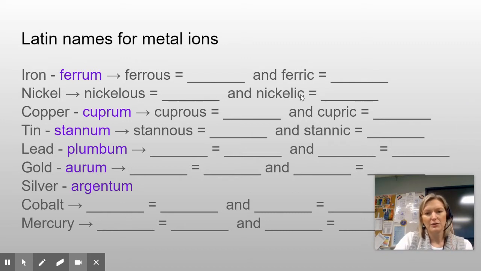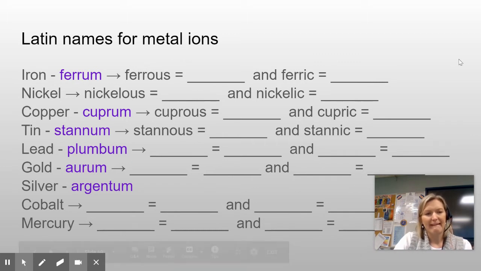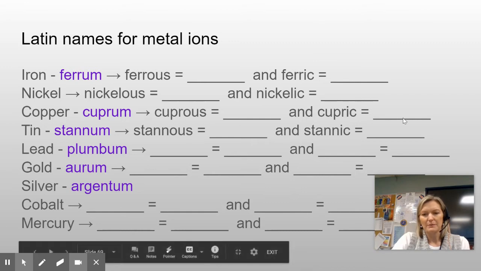Now, as you're going to go through, you're going to fill this out. I'm going to give you just a moment. Nickel stays the same. Copper is cuprum. Tin is stannum. Lead is plumbum. Gold is aurum. And silver is argentum. Now press pause. See if you can figure some of this out.